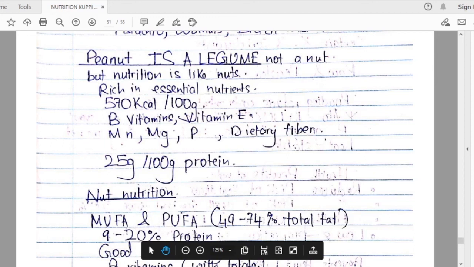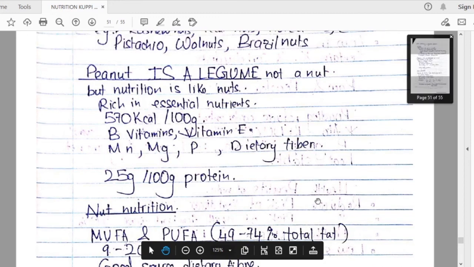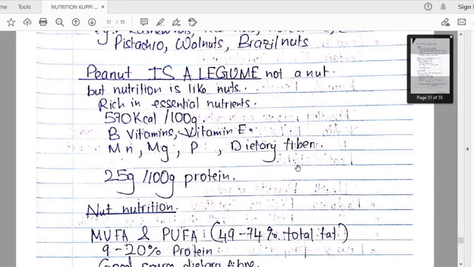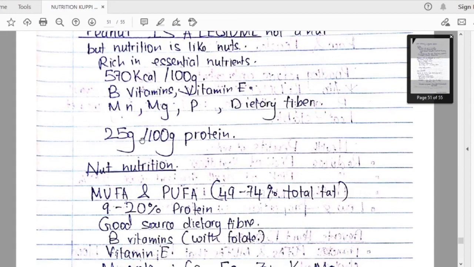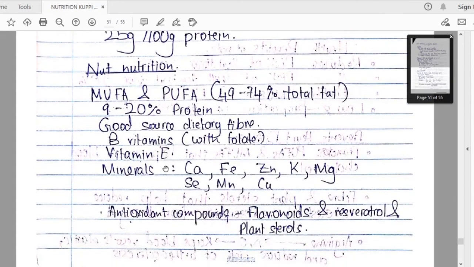570 kilocalories per 100 grams. B vitamins and vitamin E. It contains manganese, magnesium, phosphorus and dietary fiber. 25 out of 100 grams is protein. You can see it a visipahak peanuts wala protein.